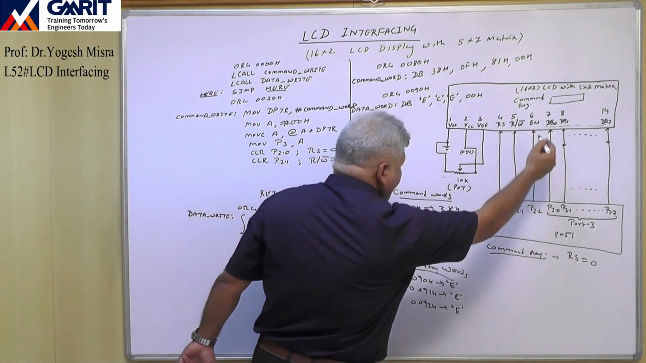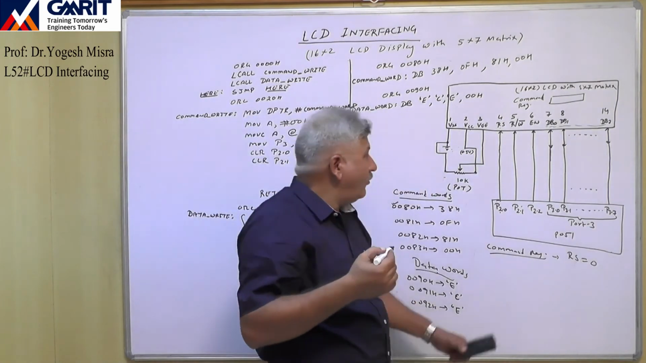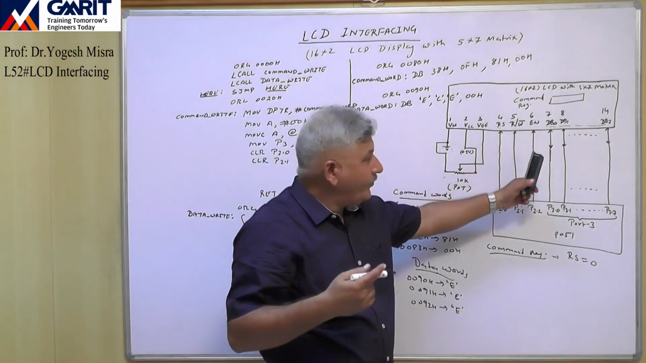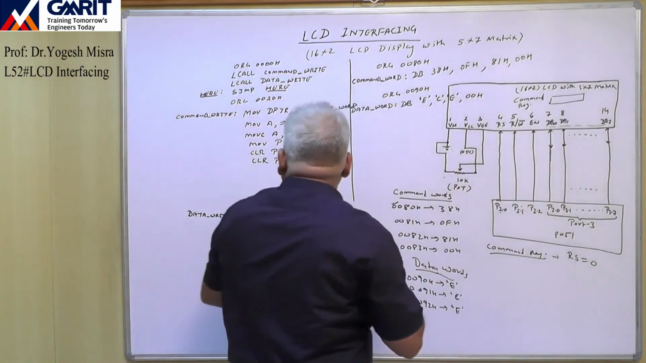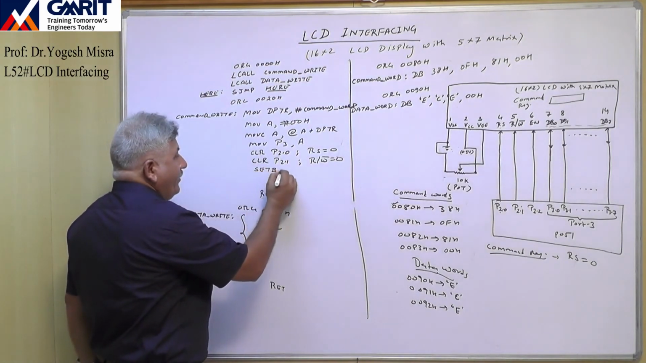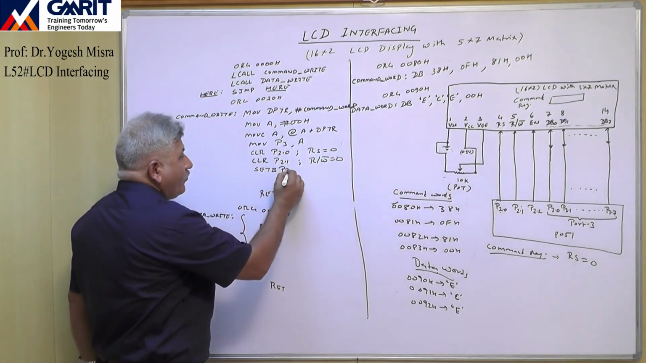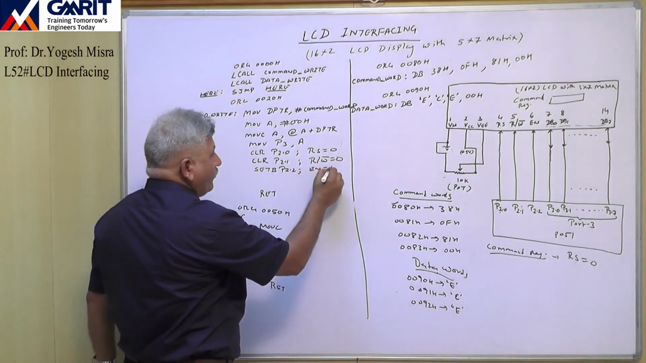Now for the enable, we have to send a high to low pulse over this pin. Then only whatever is available over the data line will be written in the command register. So for this, what we will write, SETB P2.2, which means enable is equal to 1.